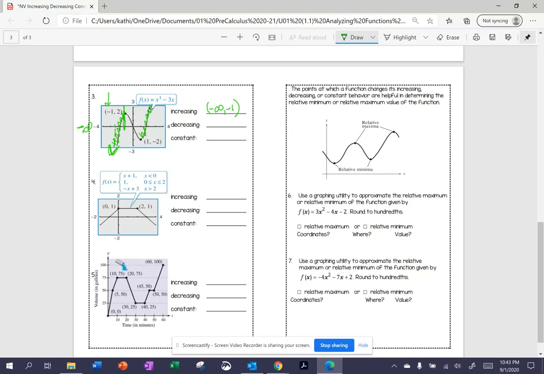I also see that I'm increasing in this section here. So I'm beginning here at 1. And I am ending, this is an arrow, so I'm really ending at infinity.